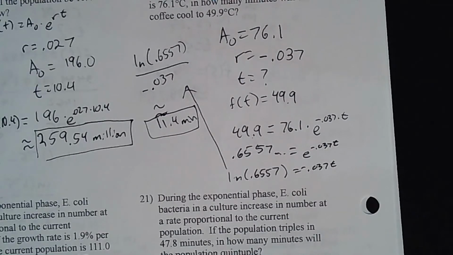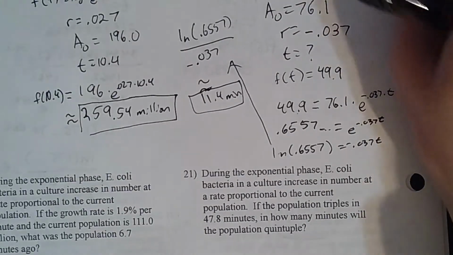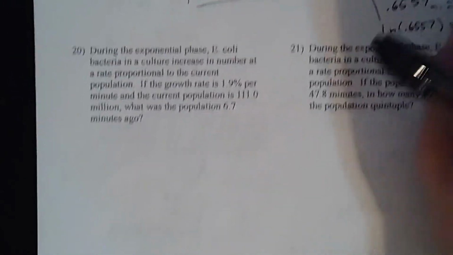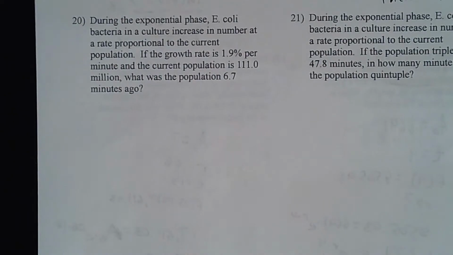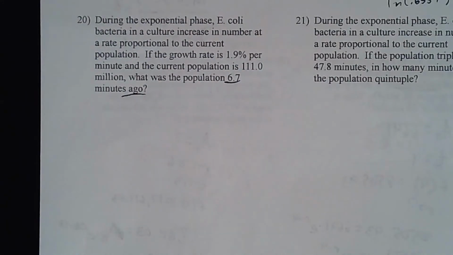Keep it moving, keep it moving. We have all this during the exponential phase, E. coli. For some reason, this program really likes E. coli. I don't know what the deal is with that. So bacteria are growing. Again, the growth rate is 1.9%. Current population is 111 million. What's the population 6.7 minutes ago? Ooh, that's interesting. I like this question. 6.7 minutes ago.